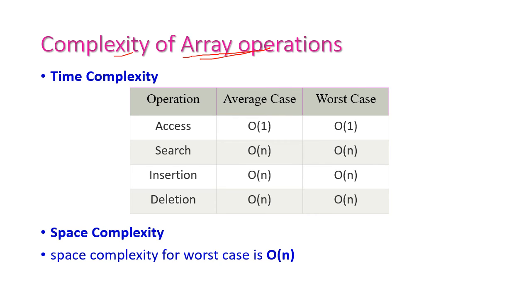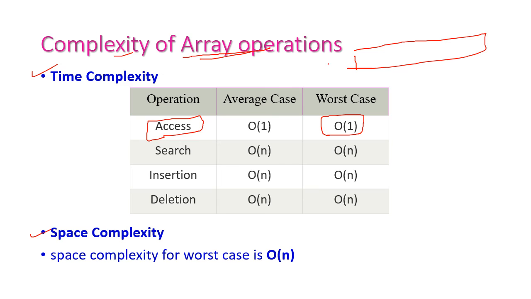And next, let us see the complexity of array operation. When it comes to complexity, there are two categories. First one is time complexity and second one is space complexity. In array operation, for accessing any item, the average case and worst case is order of 1, because the array items are stored in linear fashion one after another sequentially.